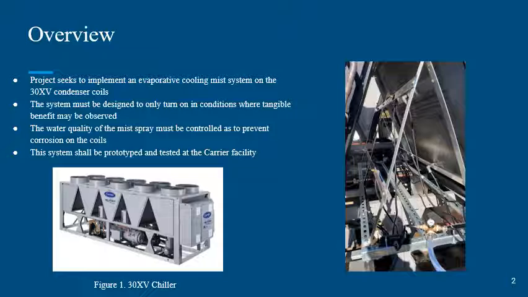The Carrier Mist 2 project seeks to implement a water mist system on a 30XV condenser. This is a continuation of the previous Phase 1 team that was not able to finish due to COVID-19 and other extenuating circumstances. This system shall be prototyped and tested at the Carrier facility as well as the Unity Charlotte facility.